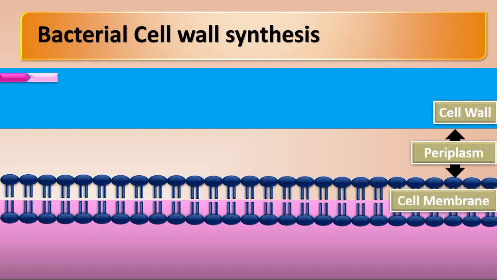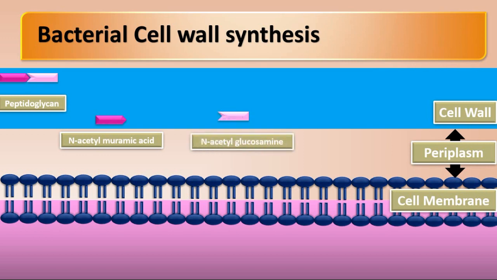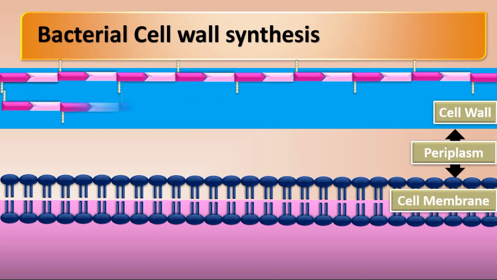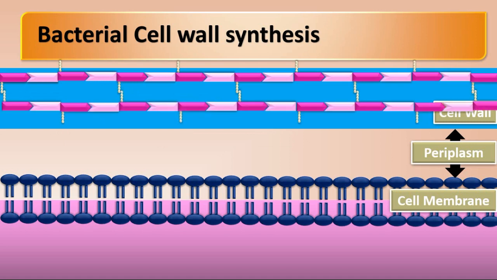Peptidoglycan is the most important component of the cell wall. It is a polymer made up of alternate bonding of N-acetyl-muramic acid and N-acetyl-glucosamine. These polymers are cross-linked with one another by a chain of 4 amino acids. The bacterial cell wall maintains the shape and size of the organism and prevents the bacteria from bursting if fluid flows into it due to osmosis.